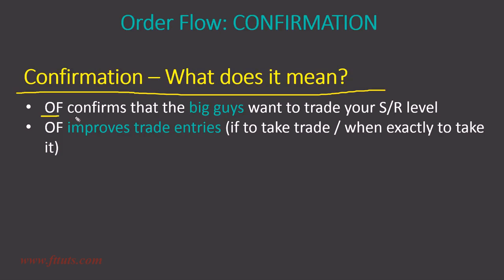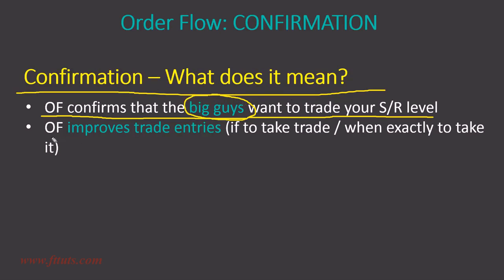The order flow confirms that the big guys want to trade your support and resistance level. The support and resistance level which you found, the order flow can identify if the big guys who move and manipulate the market are also interested in that level. So that's the first meaning.